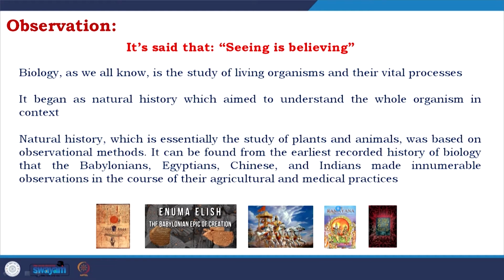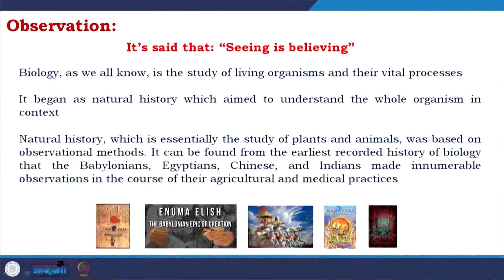Natural history, which is essentially the study of plants and animals, was based on the observational method, how people observed the behavior of plants and animals. A lot of drugs evolved, a lot of technologies came through that. It can be found from the earliest recorded history of biology that the Babylonians, the Egyptians, Chinese and Indians made innumerable observations in the course of their agricultural and medical practices.